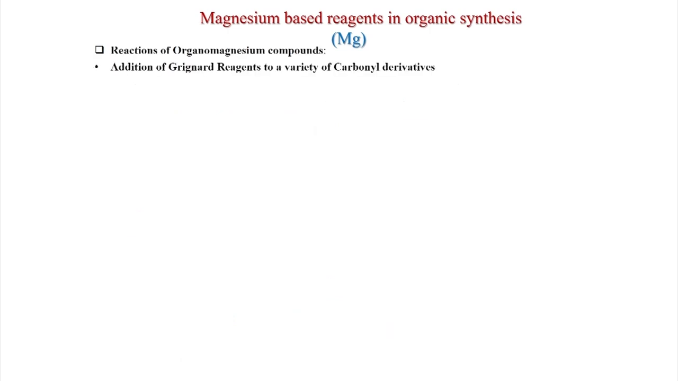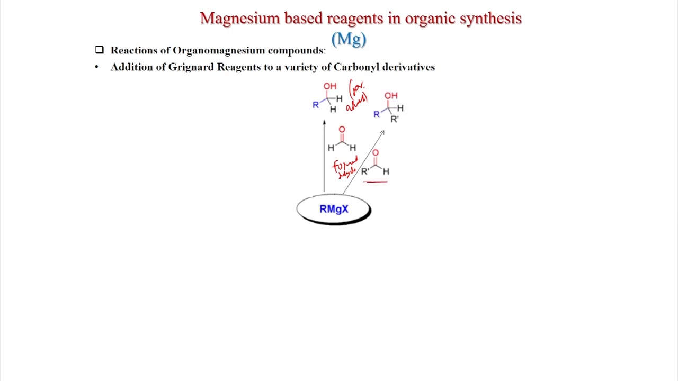Addition of Grignard reagents to a variety of carbonyl derivatives. This is the major reaction that Grignard reagents perform. So a variety of carbonyl compounds can be employed in the reaction with Grignard reagents. Like if you react with formaldehyde, then you get the primary alcohol. So this is very important. With formaldehyde, you get the primary alcohol. Alternatively, with other aldehydes, you get a secondary alcohol. So this R comes from the Grignard reagent.